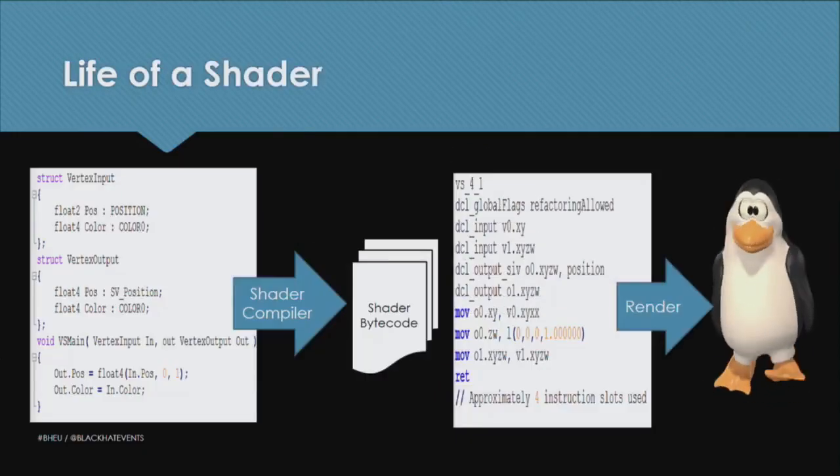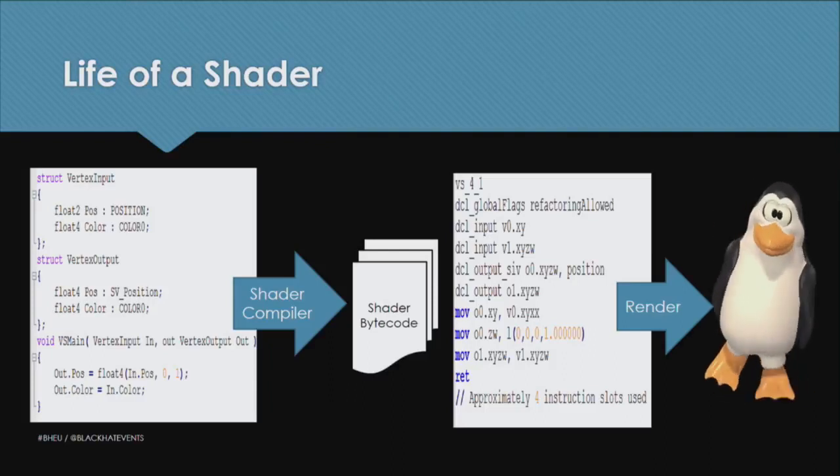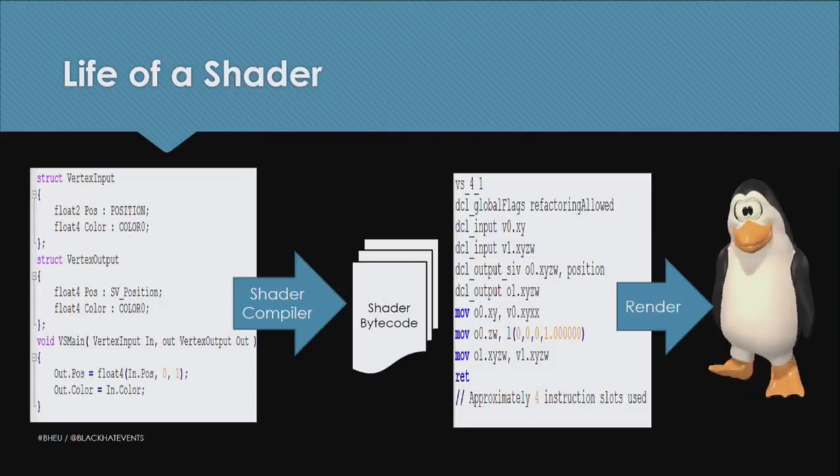So now let's talk about the life of a shader. As we already said, shaders are usually written in HLSL, the High-Level Shading Language, which looks something like this. In Direct3D version 9, shaders were allowed to be written in intermediate assembly language. But from Direct3D 10, it is mandatory to write the shader in HLSL.